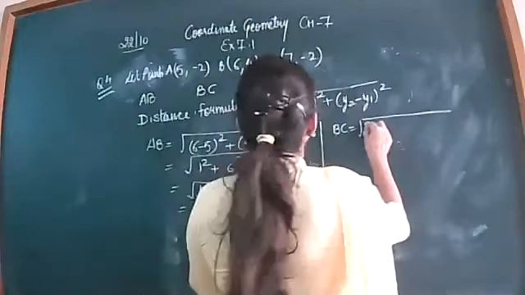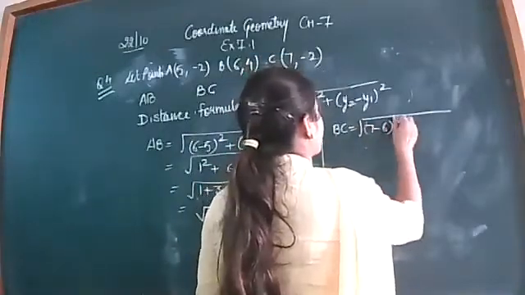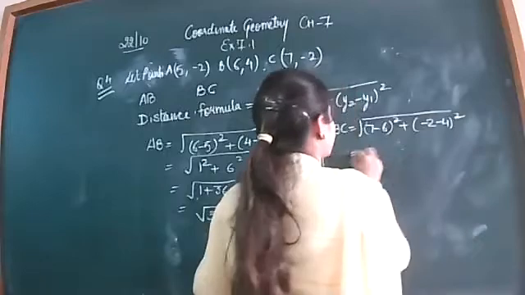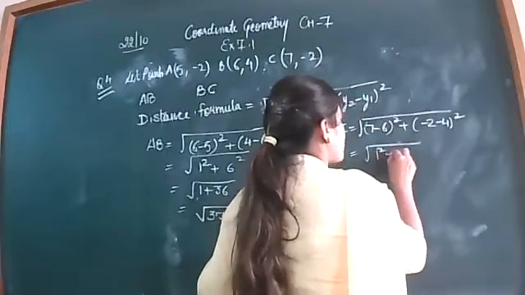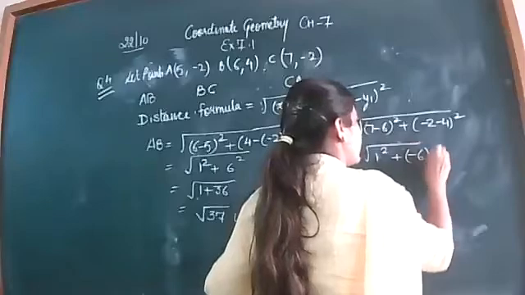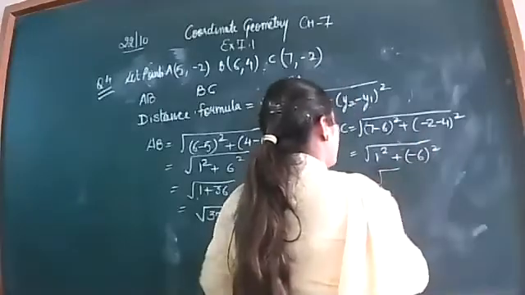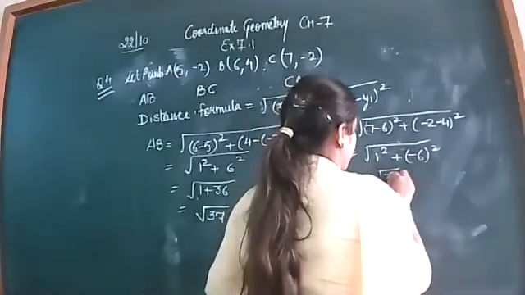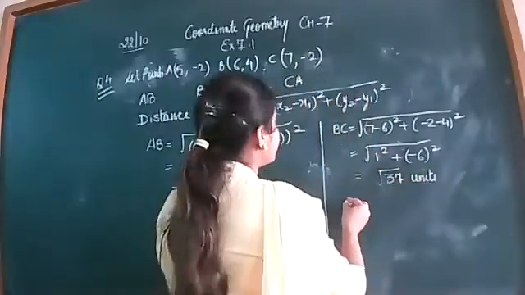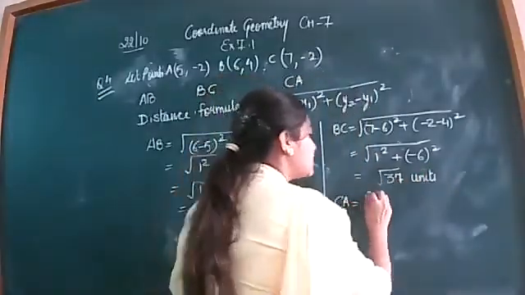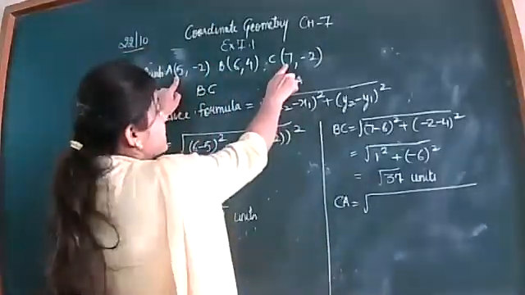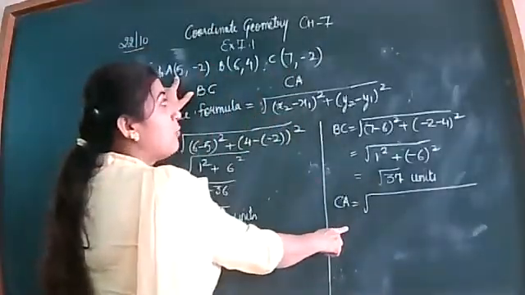So BC, 7 minus 6 whole square plus minus 2 minus 4 whole square. This will give you again 1 square plus minus 6 square. That will again give you under root 37 as your answer. So you can see that two of its sides are equal, but still the third side is pending. So let's find the third side again by the similar formula. CA you can write or you can write AC, both are same.